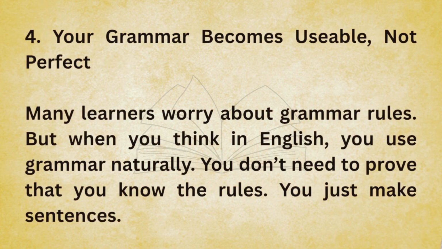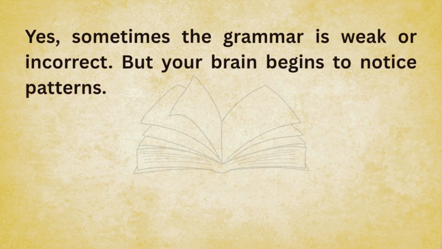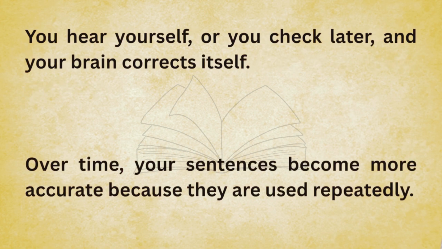4. Your grammar becomes usable, not perfect. Many learners worry about grammar rules, but when you think in English, you use grammar naturally. You don't need to prove that you know the rules. You just make sentences. Yes, sometimes the grammar is weak or incorrect, but your brain begins to notice patterns. You hear yourself, or you check later, and your brain corrects itself. Over time, your sentences become more accurate because they are used repeatedly.